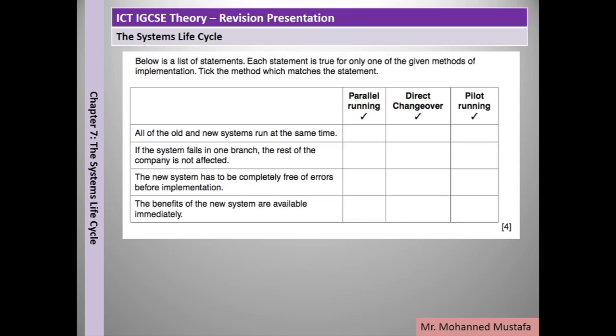Next, below is a list of statements. Each statement is true for only one of the given implementation methods. Tick the method which matches the statement. Both the old and new system run at the same time. Parallel. Old and new at the same time. If the system fails in one branch, the rest of the branches will not be affected.